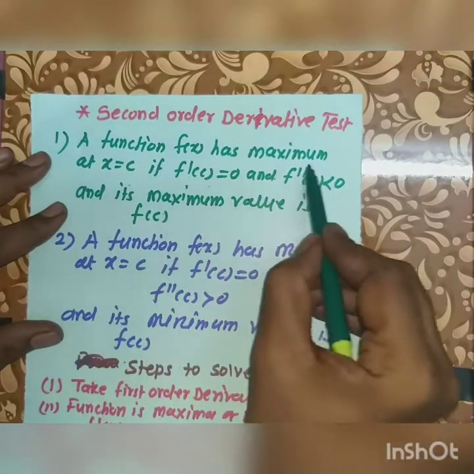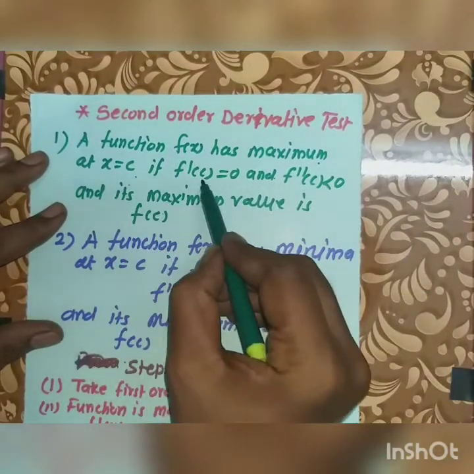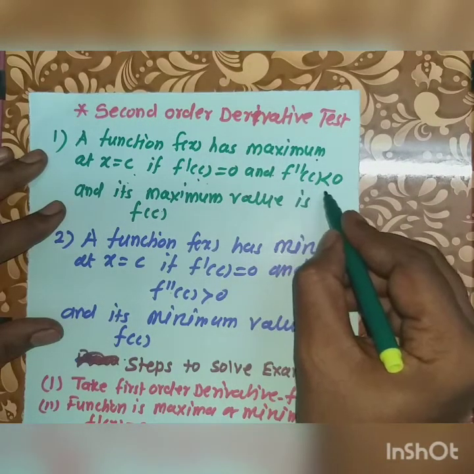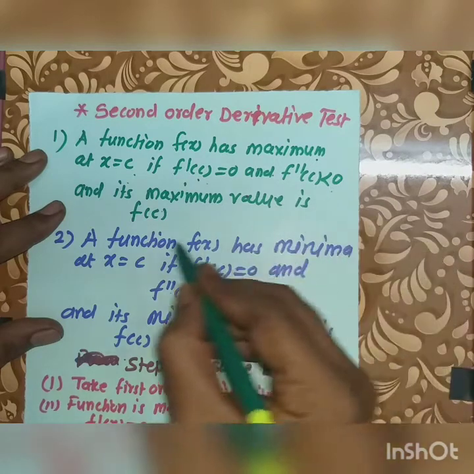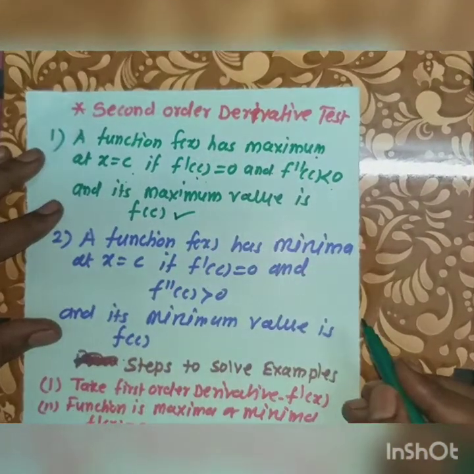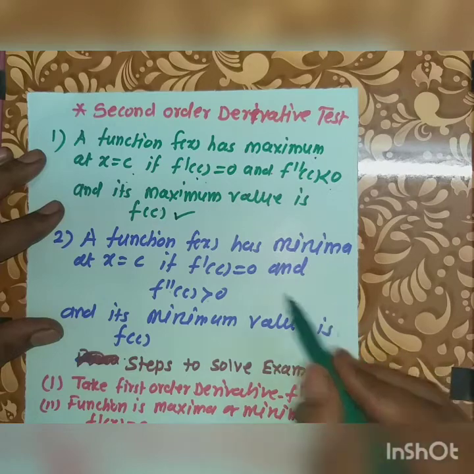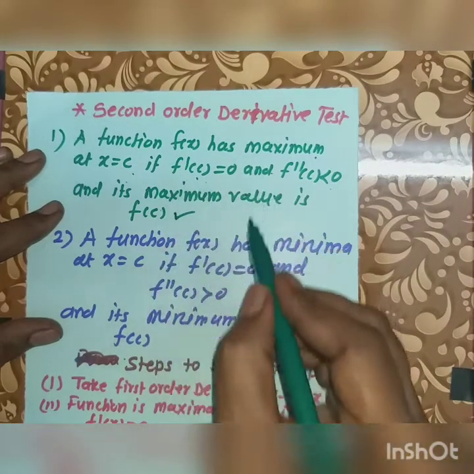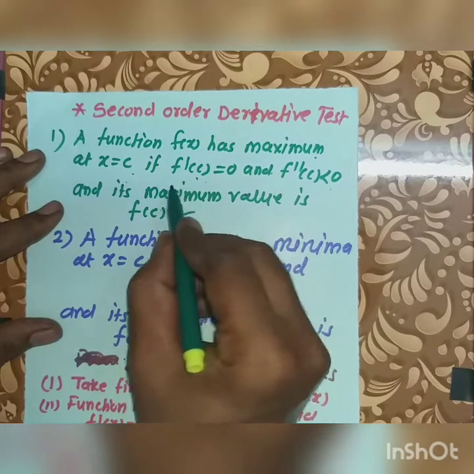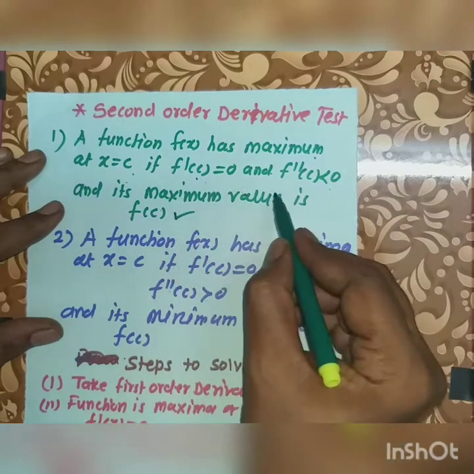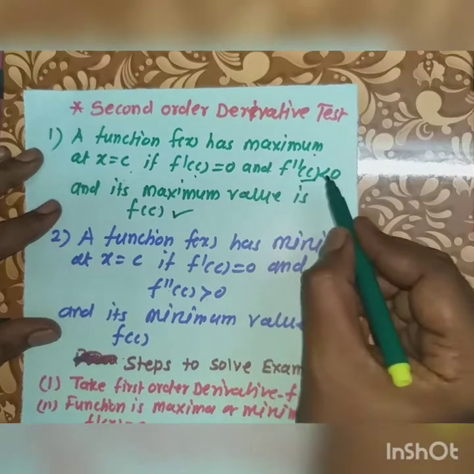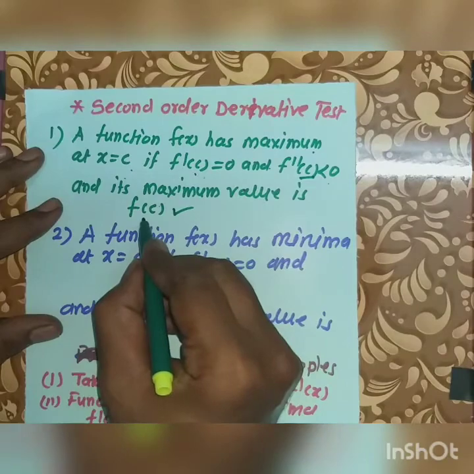Now the second order derivative test. A function f of x has a maximum at x is equal to C if the first order derivative is equal to 0 and f double dash of C, that is the second order derivative at that point, is negative. Then the function is maximum and its value is f of C. In the second order derivative test, first take the first order derivative equal to 0, because the first order derivative means the slope of the tangent. The tangent is parallel at that point, so the function is maximum or minimum.